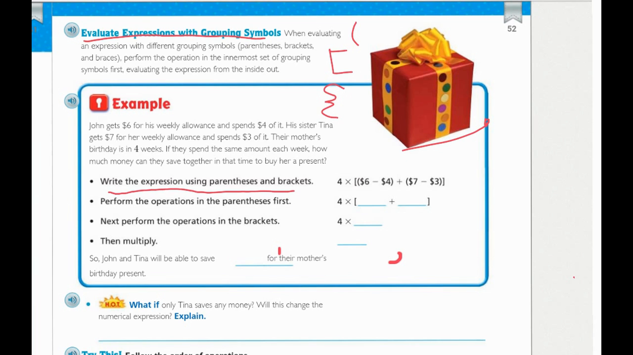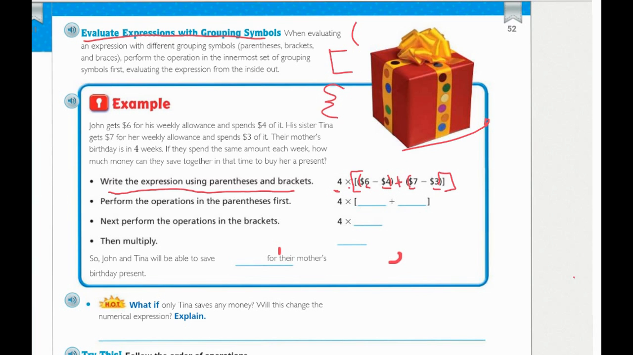So just like we did before, he gets $6 and spends $4. She gets $7 and spends $3. So we're going to put that in parentheses, and then we're going to add those together. That's how much money they actually make, because 6 minus 4 means he profits 2, and 7 minus 3, they profit 4, right? So we want to make sure that we've got that. And they have 4 weeks to save, so this entire thing is going to be bracketed and multiplied by 4.